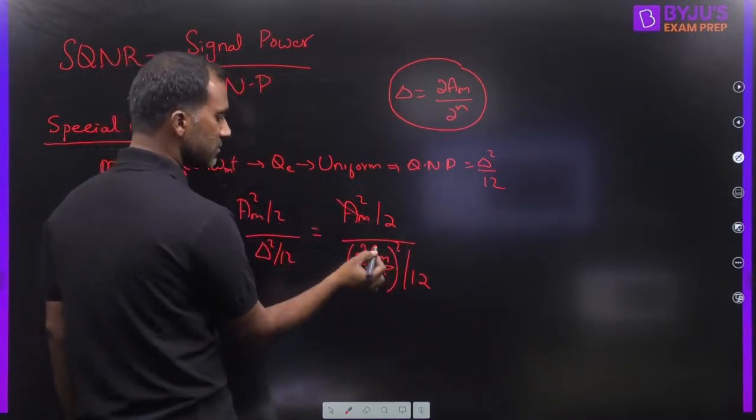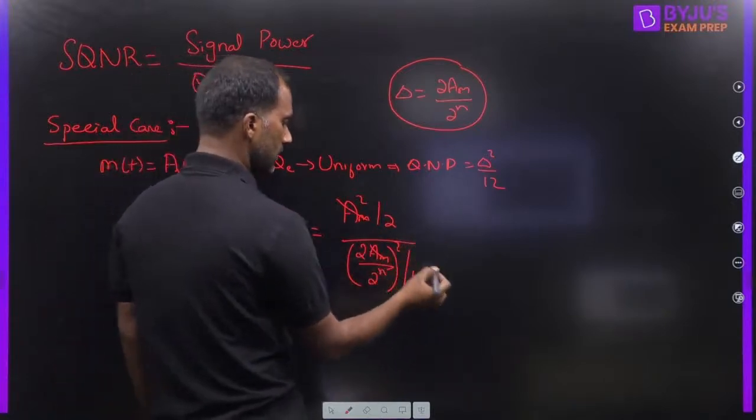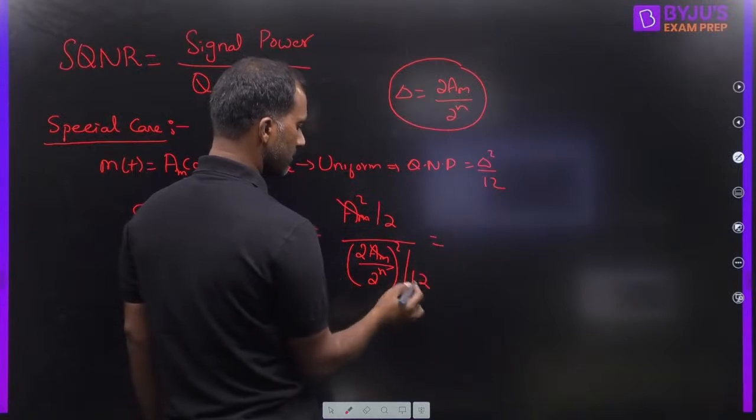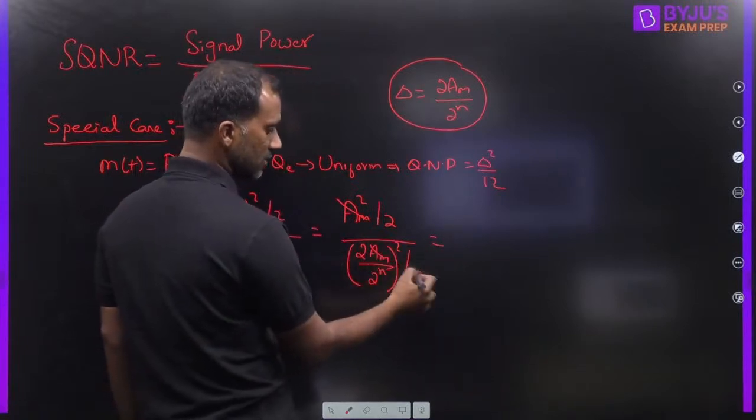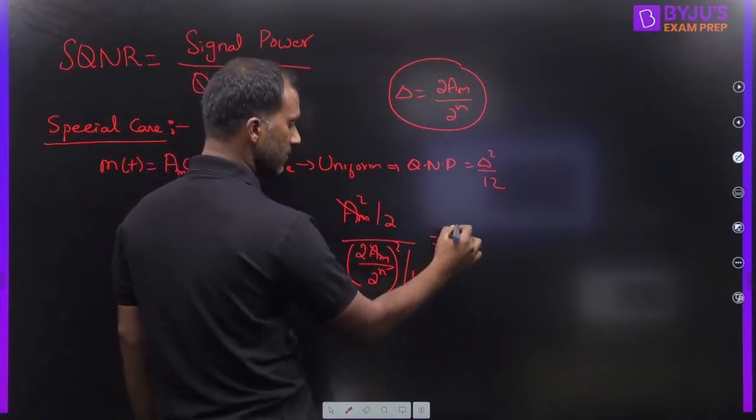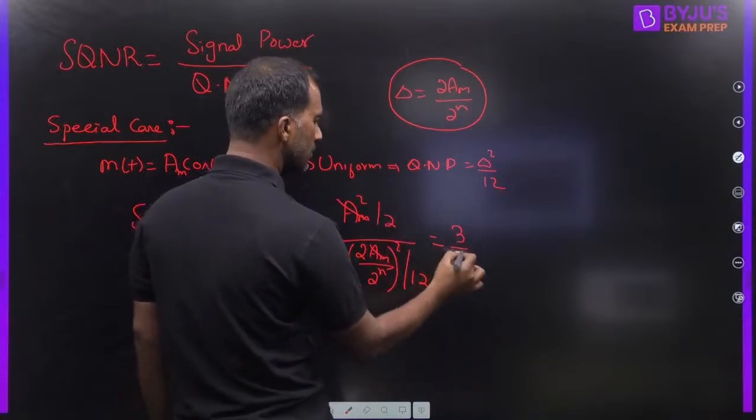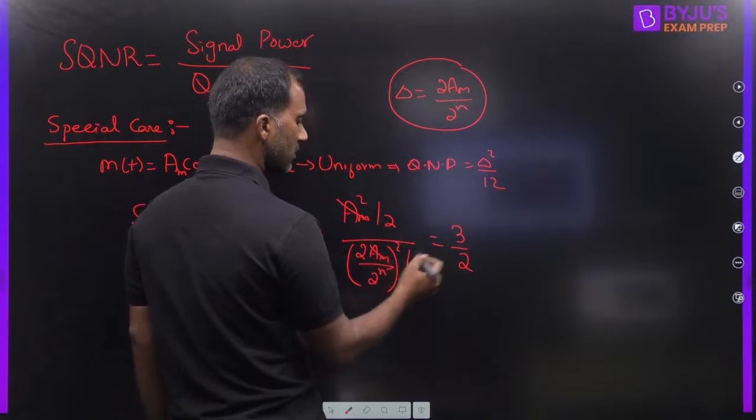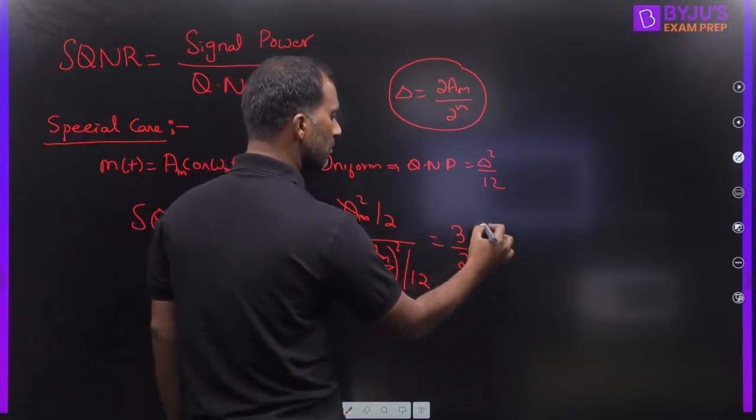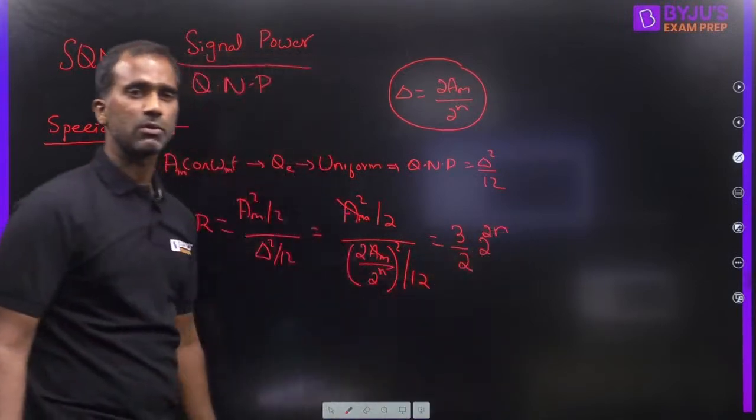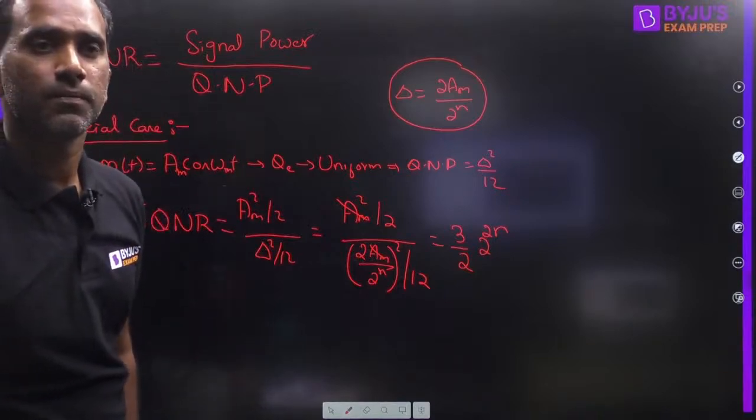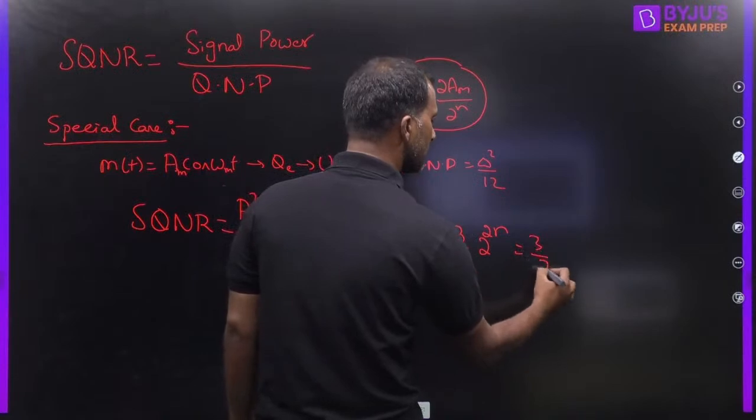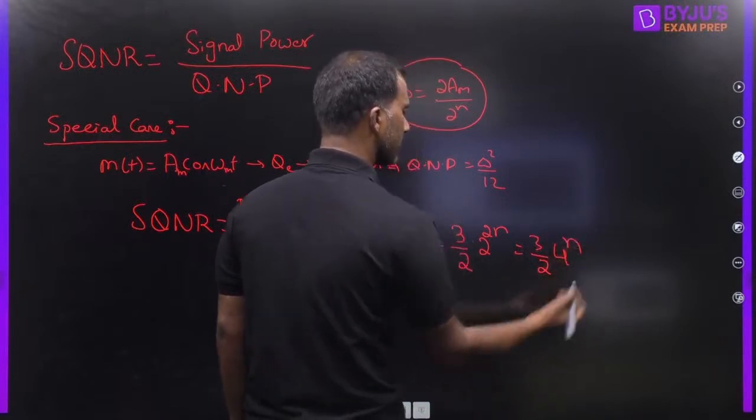You can cancel this Am square, and this 2 square cancels with the 12, it will become 3, and this 2 goes into the denominator. And what is left? 2 power n whole square is 2 power 2n. That will come to the numerator. It becomes 3 by 2 into 2 to the power 2n, which also can be written as 3 by 2 times 4 to the power of n.